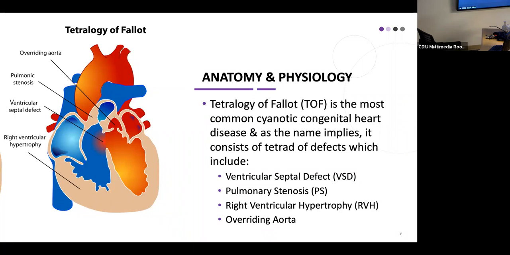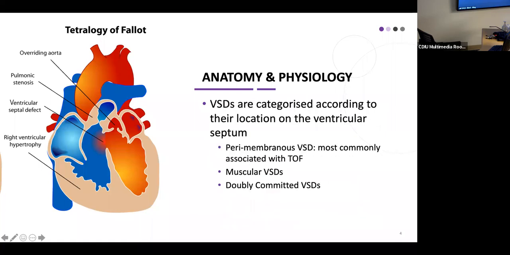So tetralogy of Fallot is the most common type of cyanotic congenital heart disease. And as the name implies, it consists of a tetrad of defects, including ventricular septal defect, pulmonary stenosis, right ventricular hypertrophy, and overriding aorta. So our previous presentation went over VSD, so we'll just go over it briefly.